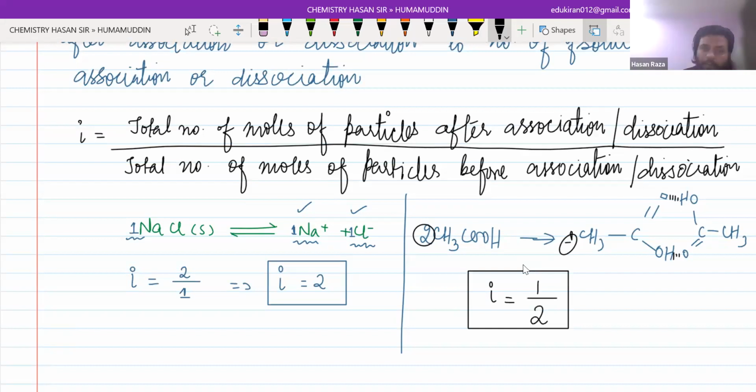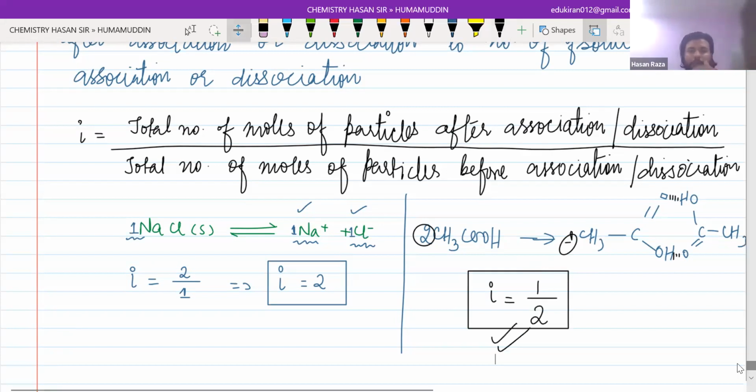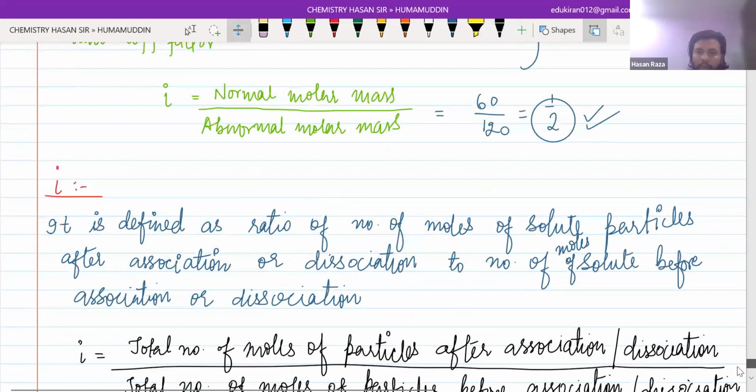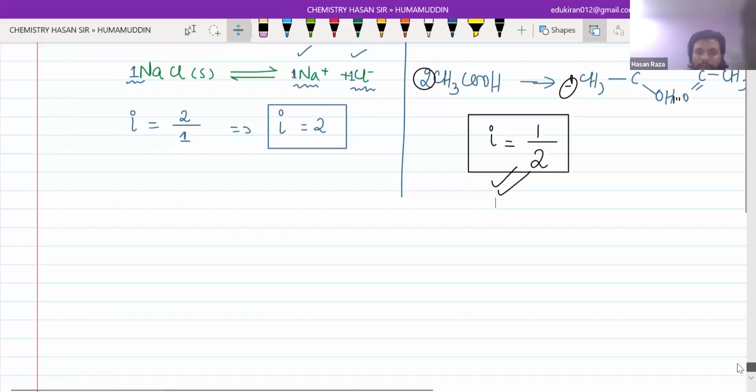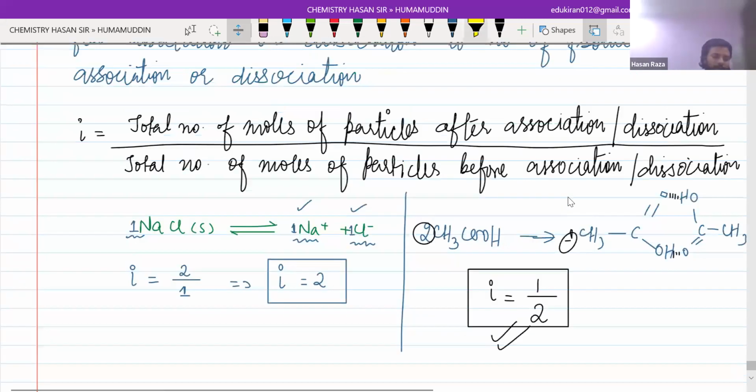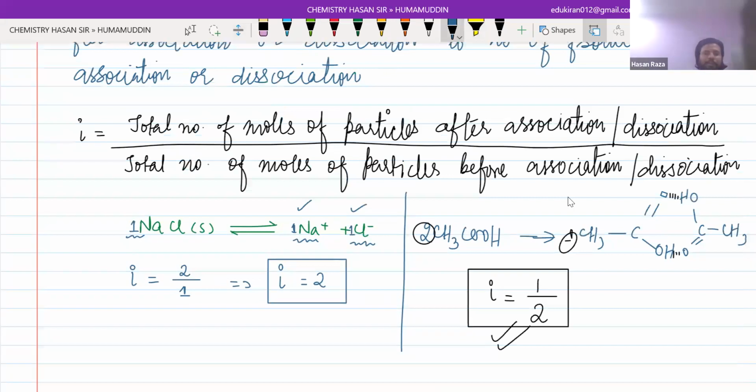You can see the value of the Van 't Hoff factor, whether you calculate it with the help of normal and abnormal molar mass, or with the help of the number of moles after association or dissociation, both have the same value, right? If you see the value of i with the help of the formula normal molar mass upon abnormal molar mass, you can see 1 by 2. And if you look for this in terms of the number of moles of the particles, you get the same value. Are you getting my point?